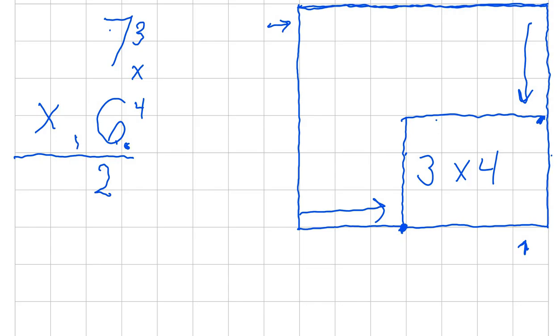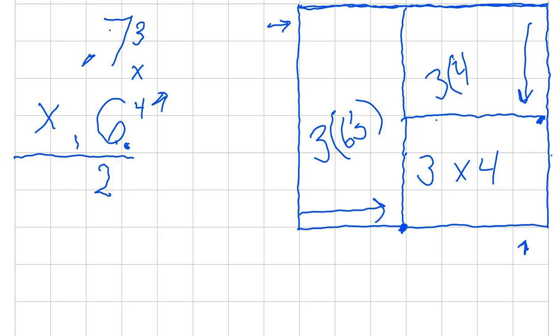Now, let's do our 7. Our 7 take away 4. So we have 7, took away 4, and that gave us 3. So let's finish that rectangle. And we'll see we have 3 6s in that rectangle. 7 take away 4 will give us 3 6s. And then over here we have 3 4s.